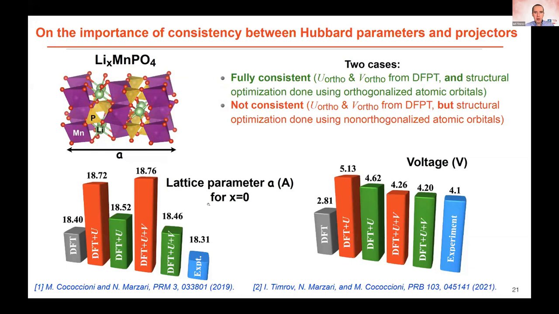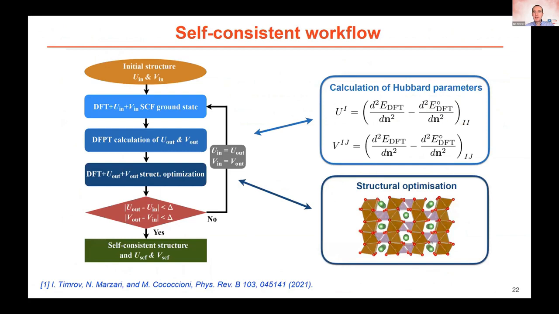And if we look at the lattice parameters for this material, when there is no lithium, we see that the green bars are in closer agreement with experiments than the red bars. And same for the voltage, we see that the green bars are closer to experiment than the red bars. So that's really showing you that it is important to be consistent. And this is what I was mentioning also earlier in my talk, when I was talking about one-shot calculation of Hubbard parameters and self-consistent one.